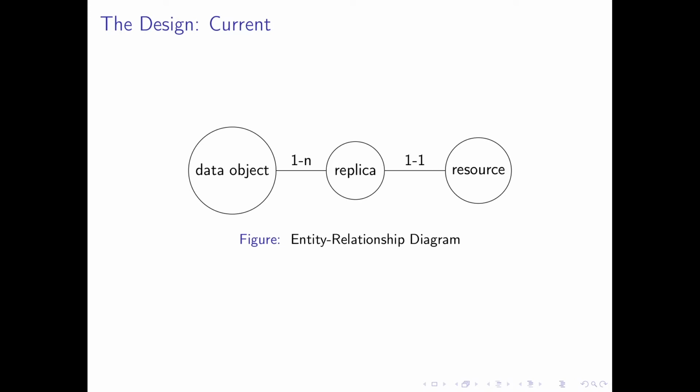This is the current design. It's very simple at a conceptual level: you have multiple replicas of one data object, and one replica per resource. But the limitation is that if you want restartable or parallel transfer, chunk transfer, or multi-part, it's basically ad hoc. You create parts, there's information about the parts, and after you're done, that information is gone. It's not in the metadata catalog.